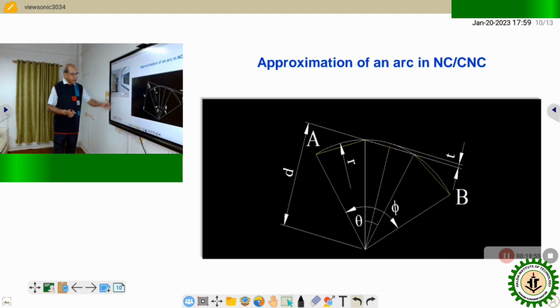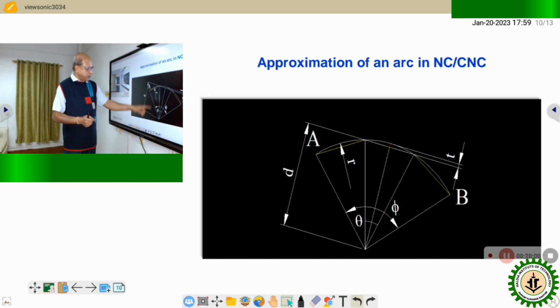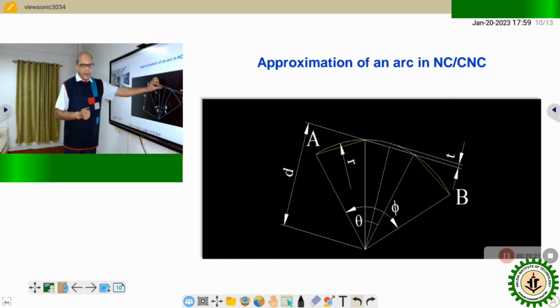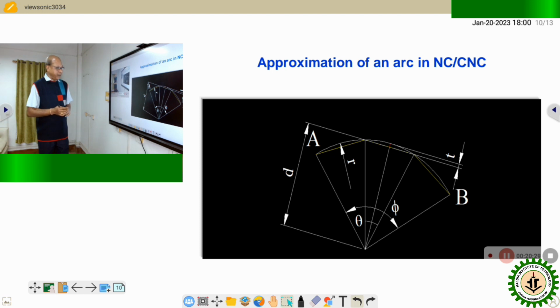So refer to this particular drawing. I have assumed the radius of curvature of this particular arc is small r. The arc is represented by the AB line segment. D is the distance from the center to this particular point, that is the midpoint of the straight line chord segment, and T, the red color part, is the tolerance, which will limit the number of line segments into which the entire arc will be divided.